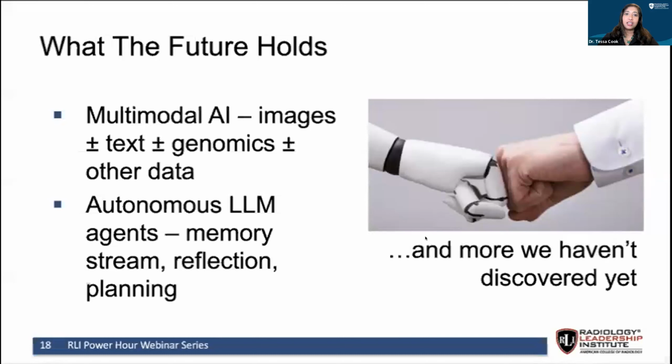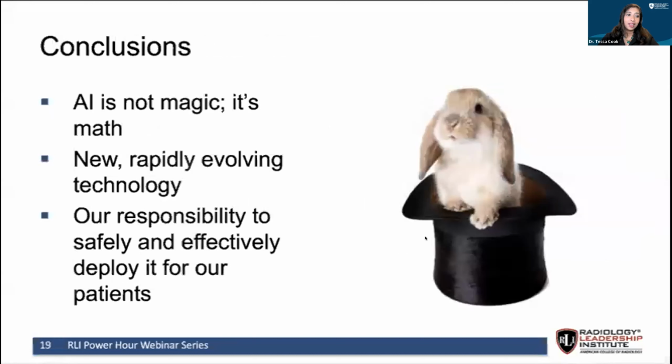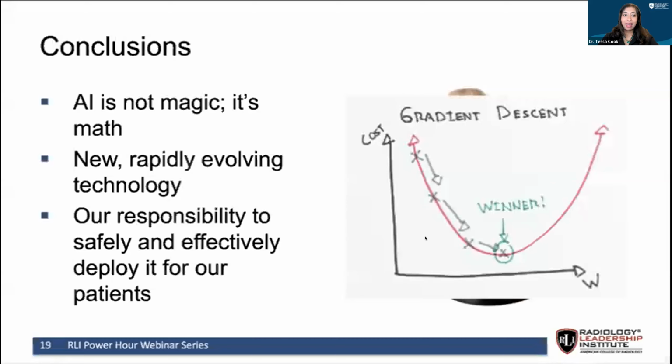There is early mention of something called an autonomous LLM agent, a large language model that has memory capabilities, reflection capabilities, and planning capabilities to almost function as a chatbot automaton. Again, here, there is potentially the capability to offload some administrative tasks that are currently tedious or onerous and time consuming. And like I said, there's probably more out there that has yet to be discovered that is going to be coming down the road. But after all that, remember, AI is not magic, it's math.